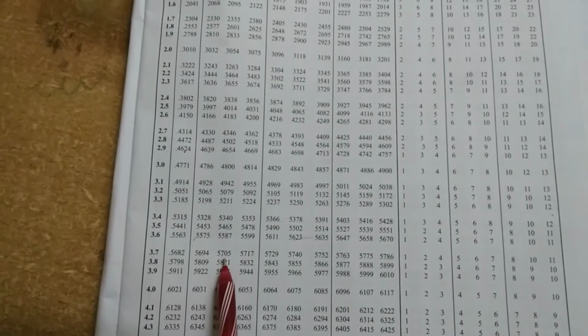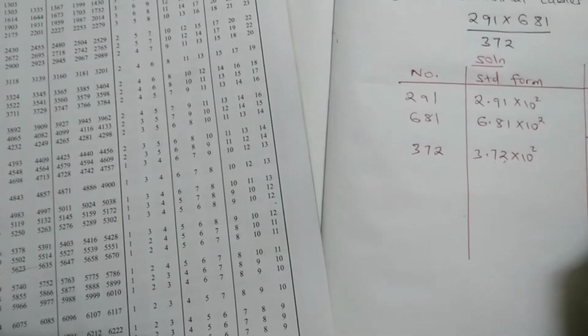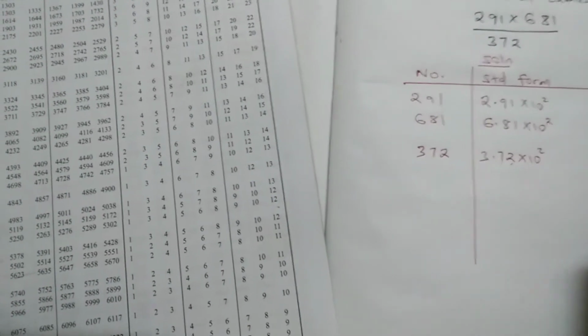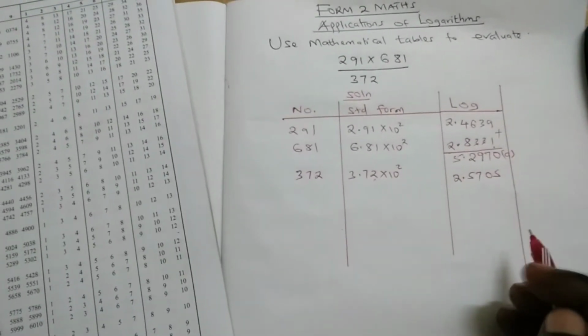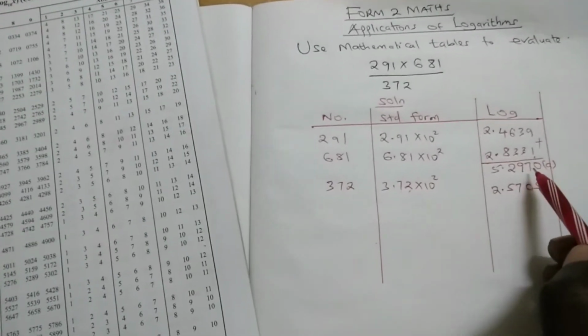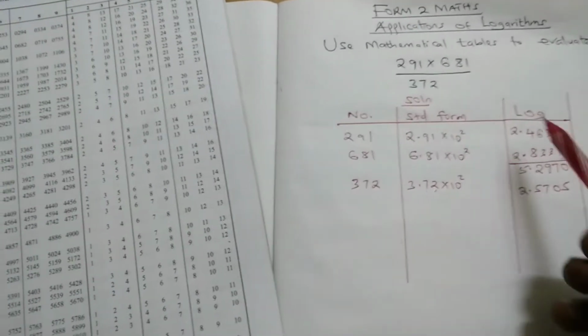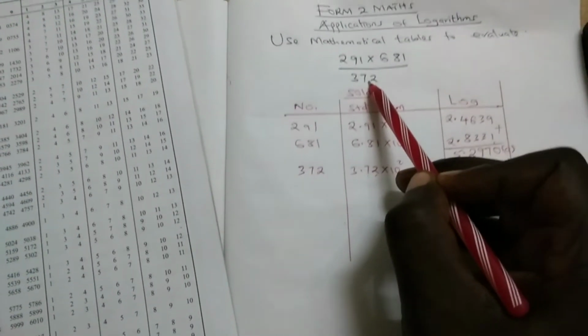5705 is what you are going to read, and 5705 is what you bring here. Since we only have one number in the denominator, we are going to subtract the two, since the numerator and the denominator are connected by the division.